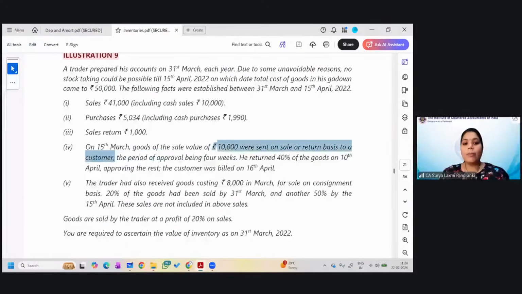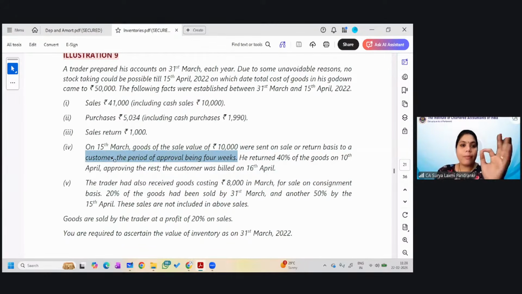So that kind of an approval is given here for 4 weeks. Today you sold it to him, on 15th March. 15th March means it is before the year-end date. So before the year-end date itself, you sold the goods, and you gave 4 weeks time, which means almost 1 month time is given to him. Which means you will only know whether he is accepting the goods or returning back to you around 15th of April.